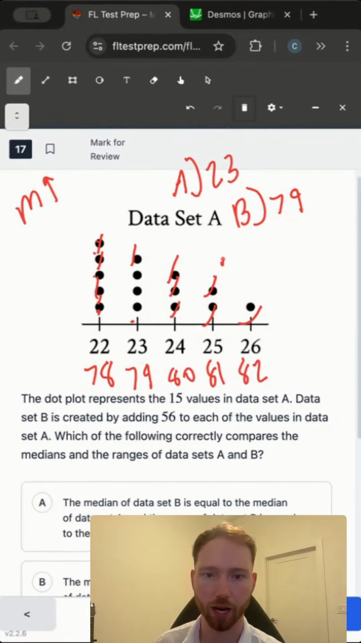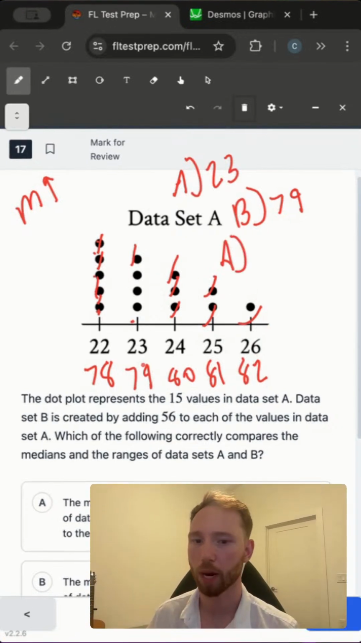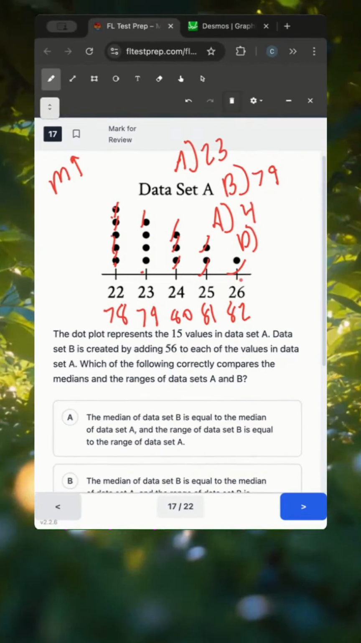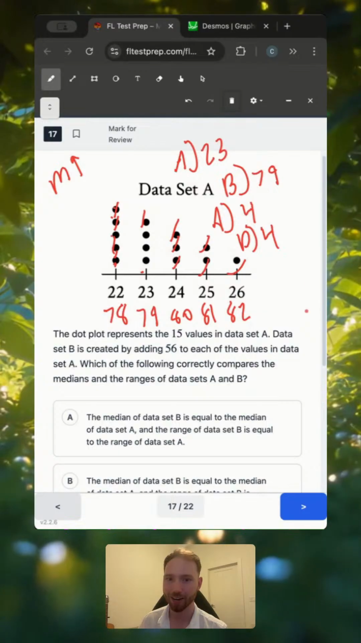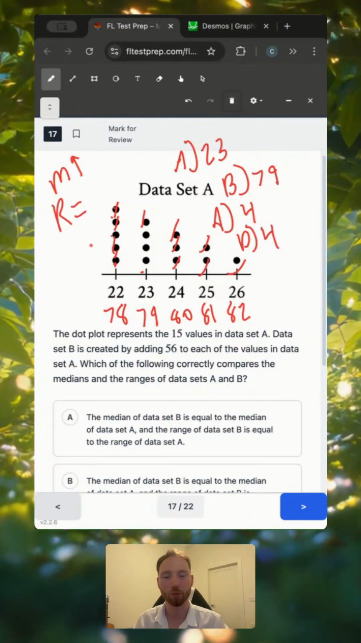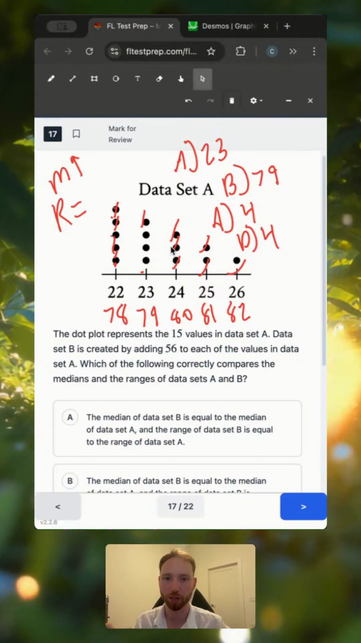Well, the range of dataset A is just going to be 26 minus 22, which is 4. And then in dataset B, it's going to be 82 minus 78. It's going to be 4 again. And so the range is going to stay the same. And so that's what I'm going to be looking for in the correct answer choice. So let's take a look.